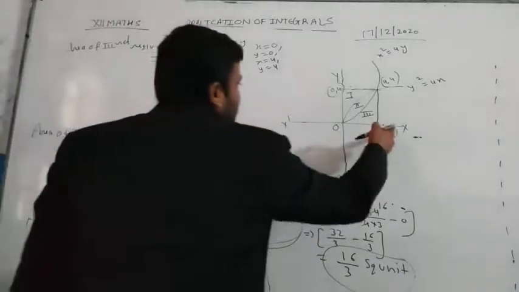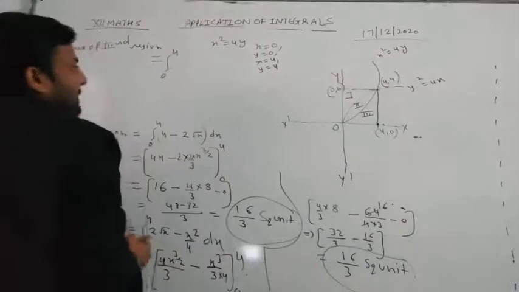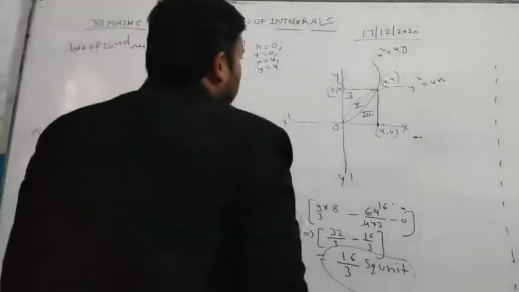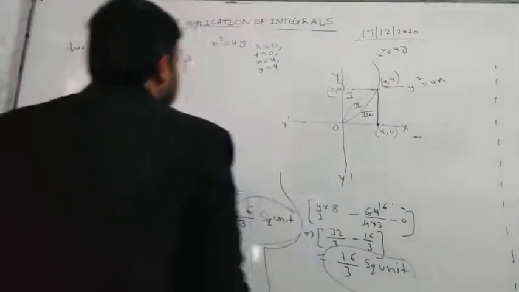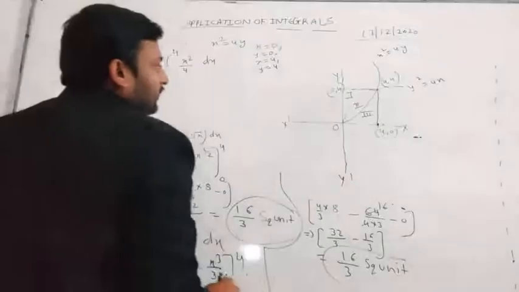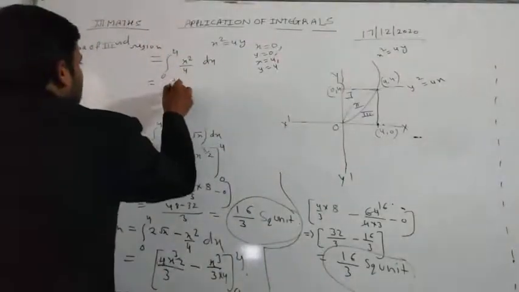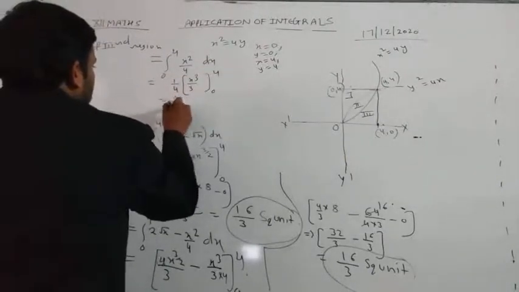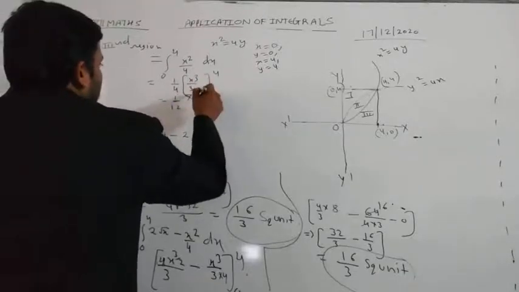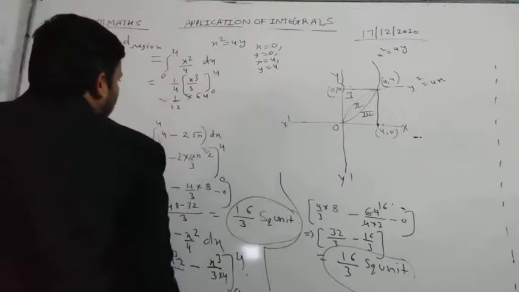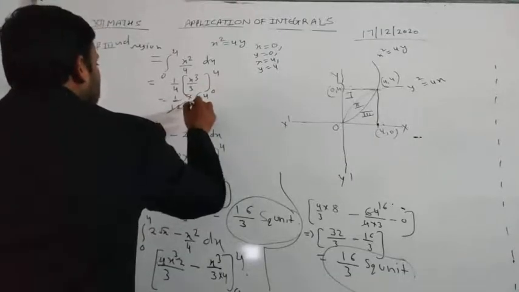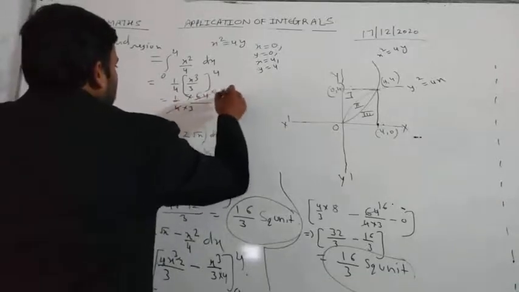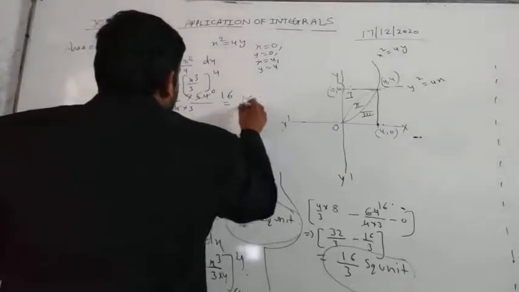The area of the third region is the integral from 0 to 4 of y, which is equal to x square by 4, dx. So it will be 1 by 4 x cube by 3, from 0 to 4. So 1 by 12 into 64, and it will be again 4 into 3, so it will be 16 by 3.